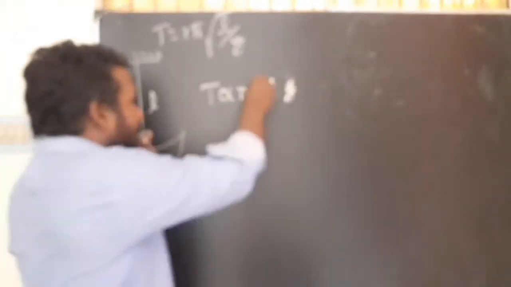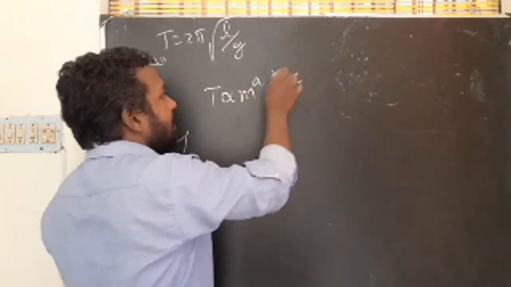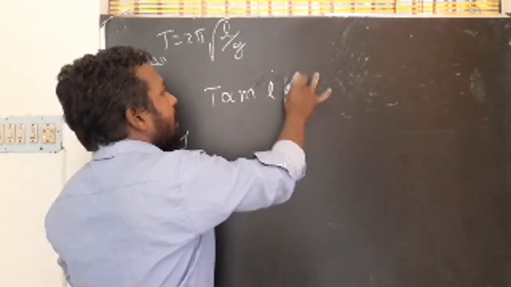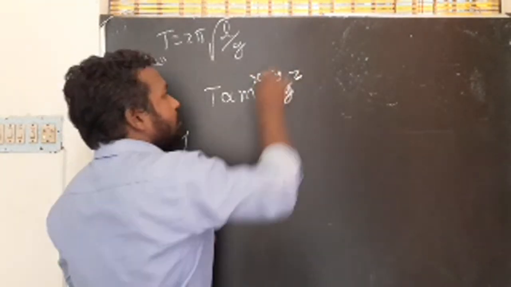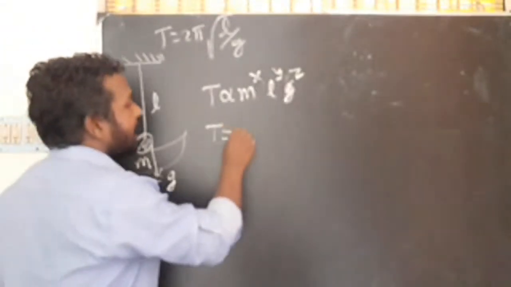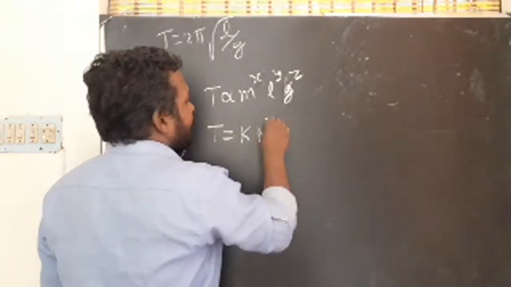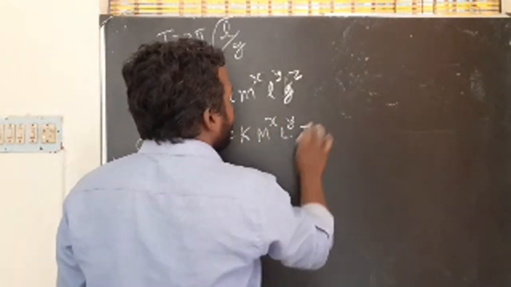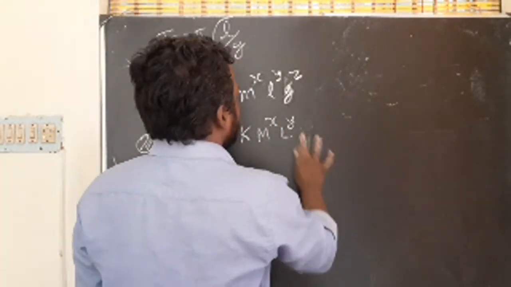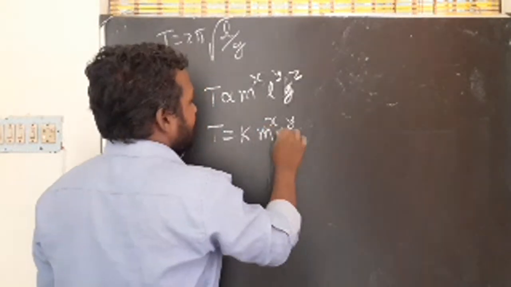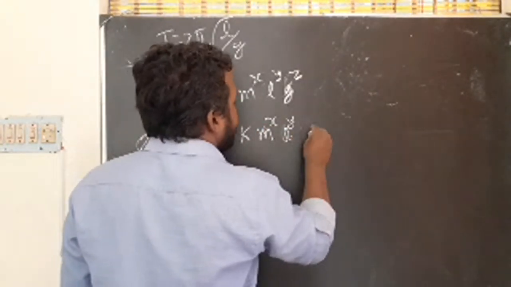Okay, I am given A, B, C. X, Y, Z also we can take it. When we are removing the directly proportional, we can write the constant. So M power X, L power Y, G power Z.